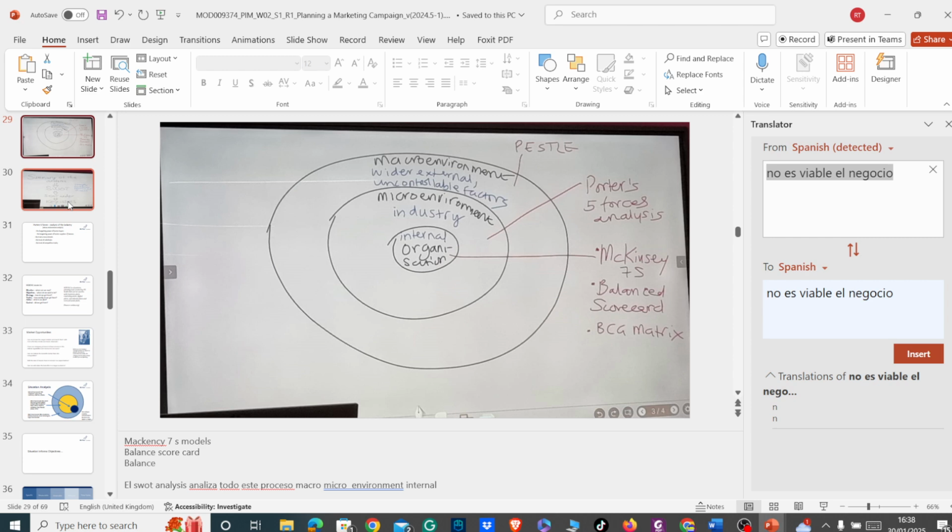Which tools did you write down for internal analysis? I will give you 3. Which ones? McKinsey 7S. PESTLE. No. Stop. Internal ones. McKinsey 7S. Balanced scorecard. And the third one was? BCG metrics. BCG.